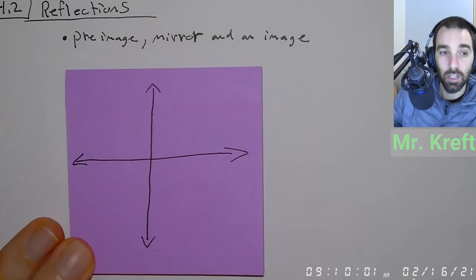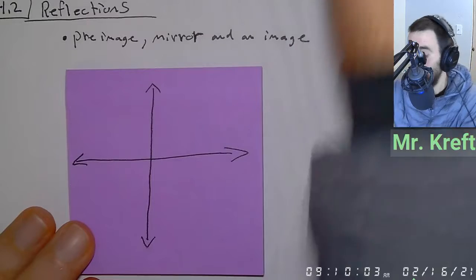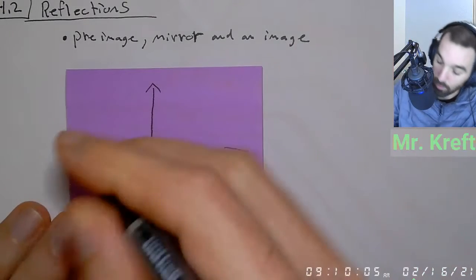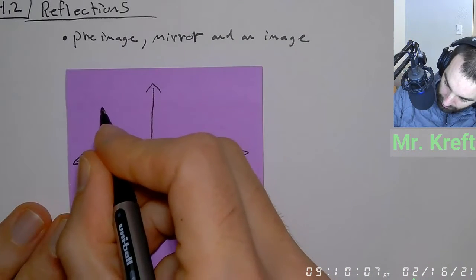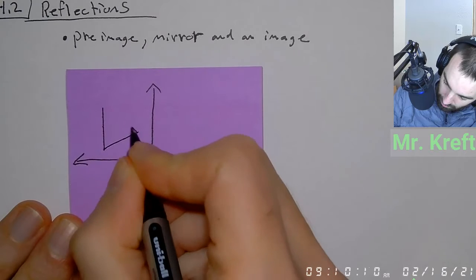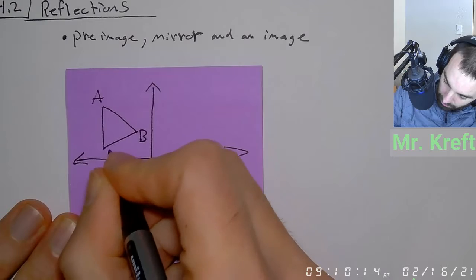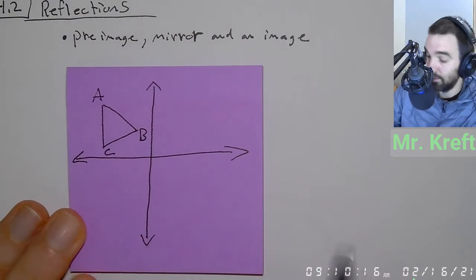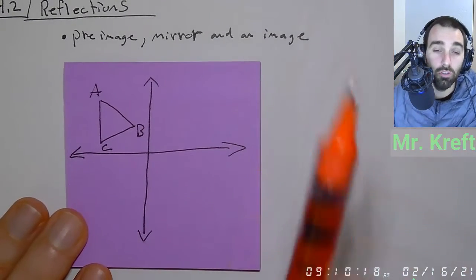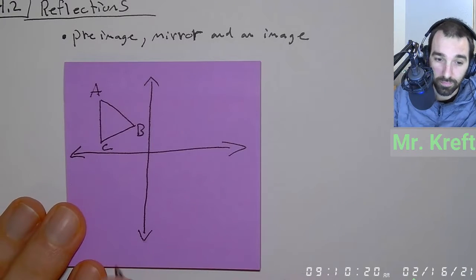So I'm going to have a couple of key features here. I'm going to have my original shape. So let's say I have A, B, C. Again, you guys aren't copying this down. Now, what I'm going to do is reflect it.